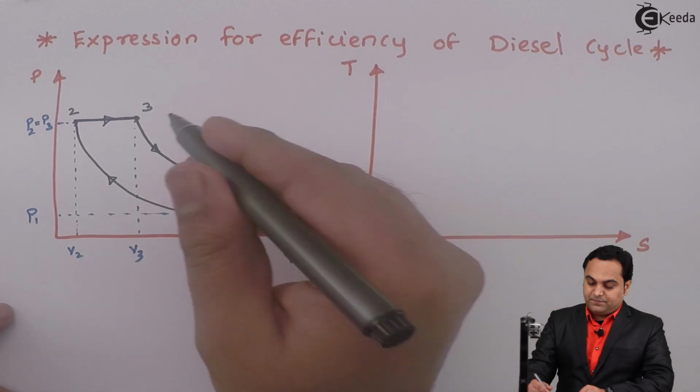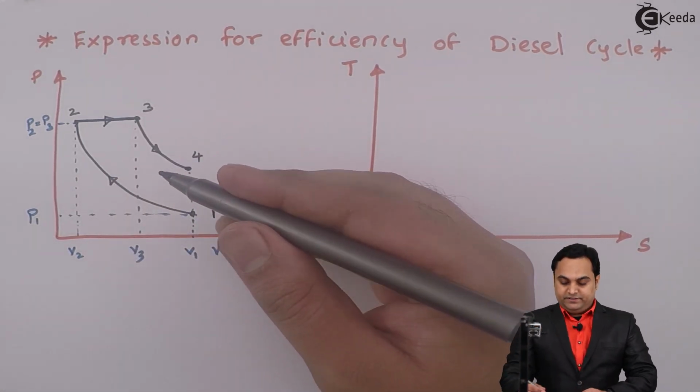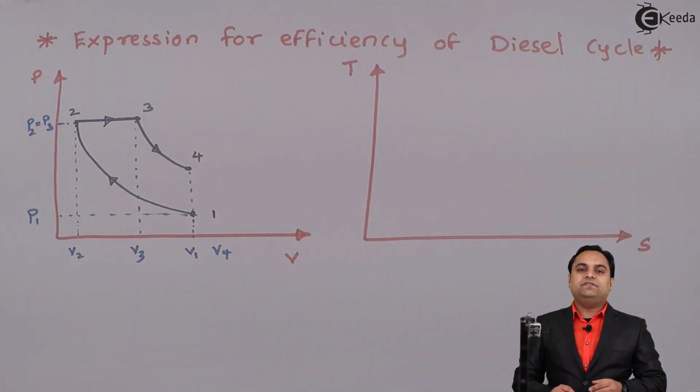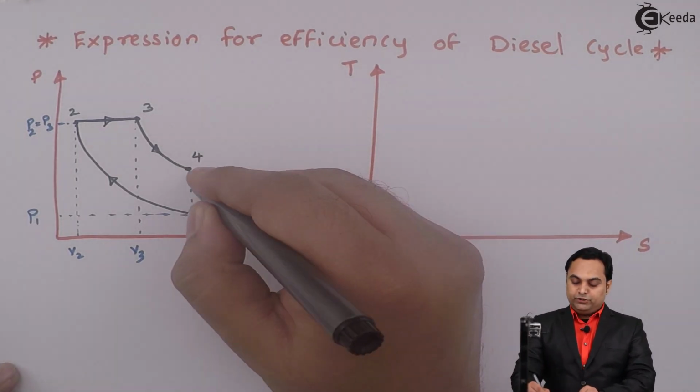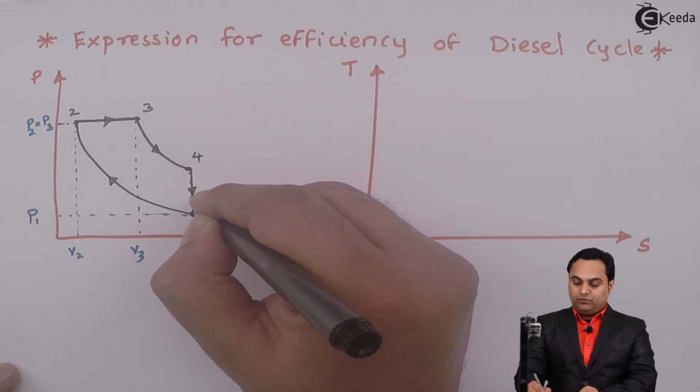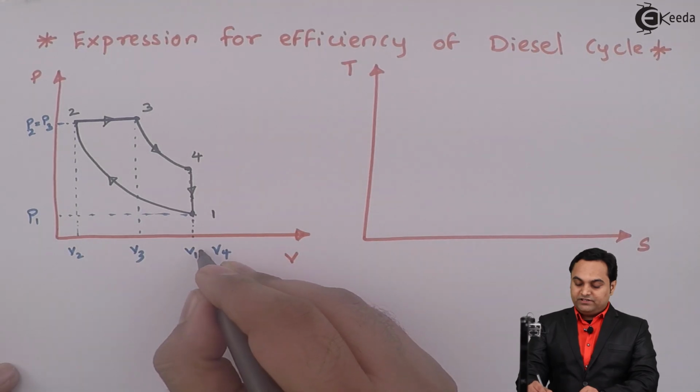And after the expansion process has been completed, next there is heat rejection, and in case of diesel cycle the heat is rejected at constant volume. So it will be rejected from point 4 to 1 at constant volume, and we can see that V1 is equal to V4.